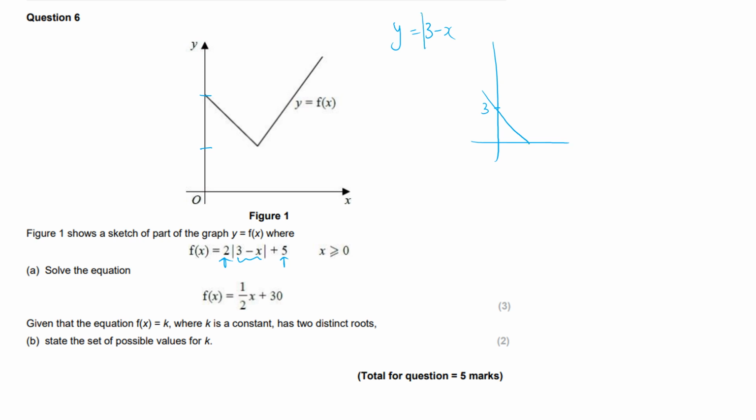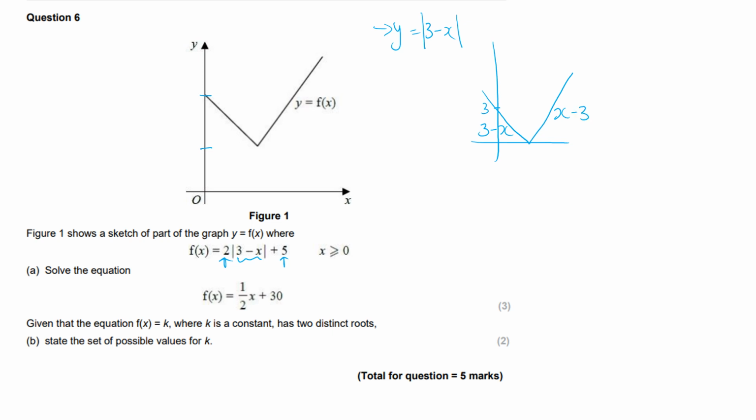Now when we put the mod lines in, that just means y can't be negative. So when we get to the x-axis, we don't go underneath, it's just going to reflect up. So that is the line y is equal to the mod of 3 minus x. When I'm drawing modulus graphs, I like to write on the equation of each side of the v. So this is going to be 3 minus x, and the other side is just going to be the opposite signs. So that's going to be x minus 3.